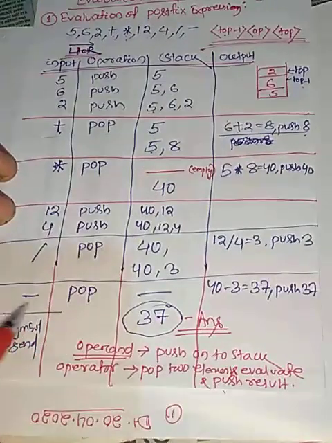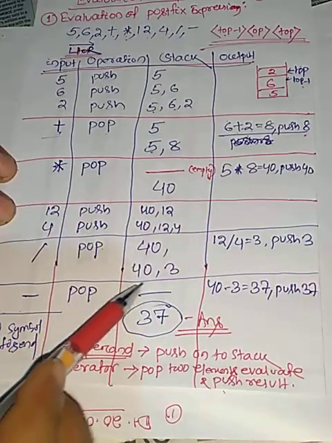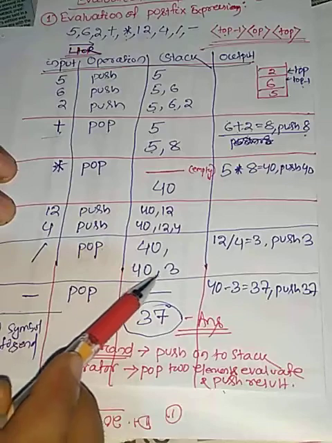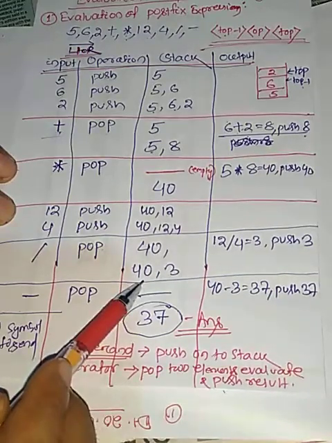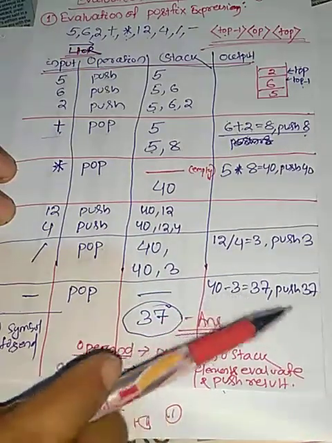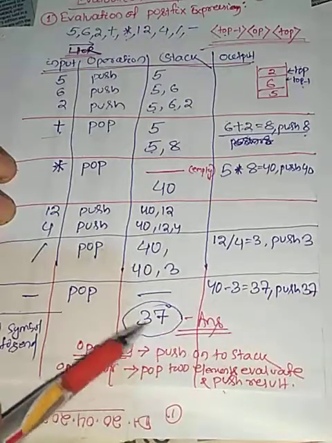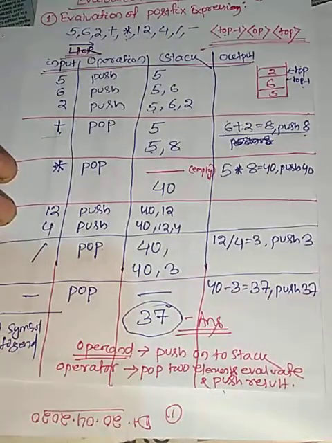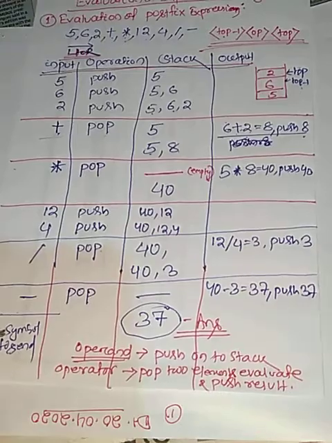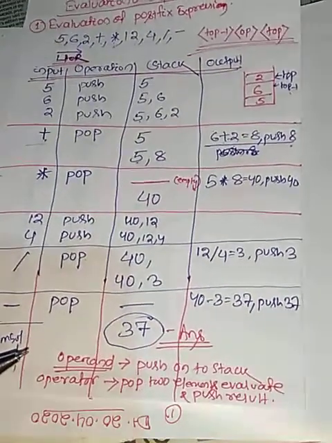Then again we encounter minus operator. Then we pop top two elements. On popping, top is 3 and top minus 1 is 40. 40 minus 3 equal to 37. Then we'll push the result onto the stack. So this is the result. So next we'll go for evaluation of expression for prefix.